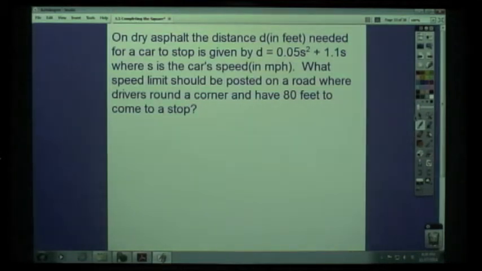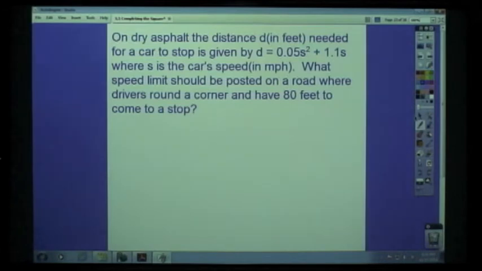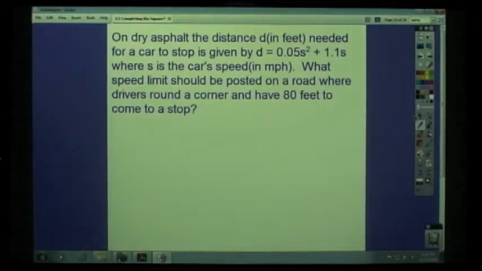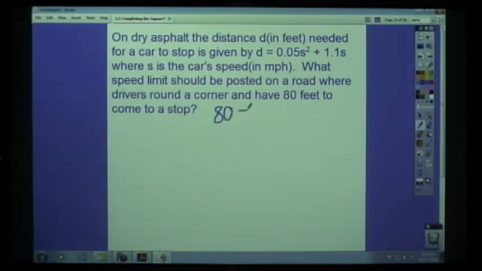So in this problem it says, on dry asphalt, the distance in feet needed for a car to stop is given by d equals 0.05 s squared plus 1.1 s, where s is the car's speed in miles per hour. What speed limit should be posted on a road where drivers round a corner and have 80 feet to come to a stop? So what is this 80 feet? It's the distance that you have to stop. So you plug in 80 for the distance, and then you solve this equation for s.